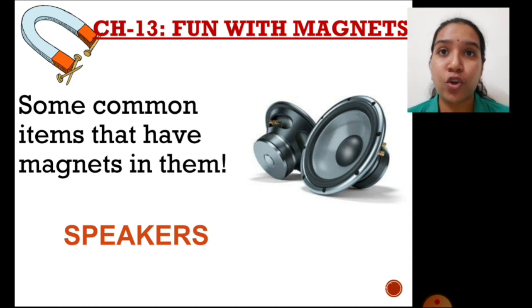The speakers or the woofers in the sound system are actually based on a magnet. They work with the help of a magnetic system built within them.